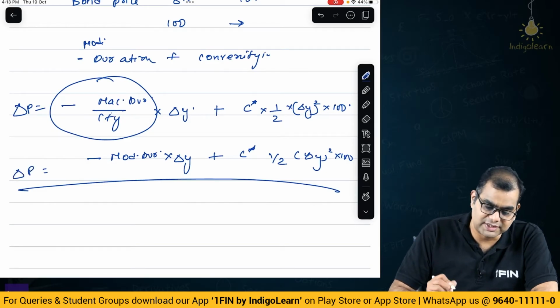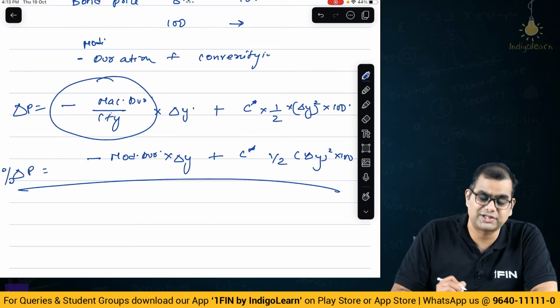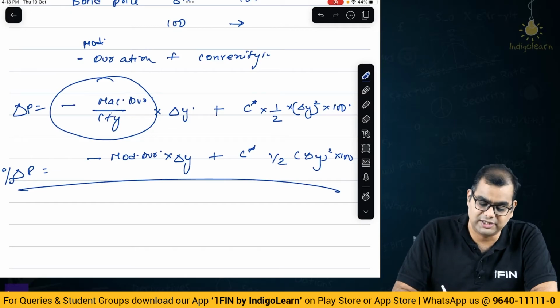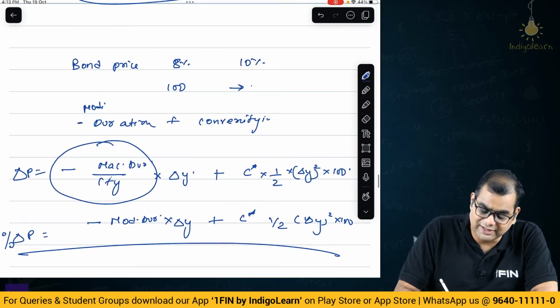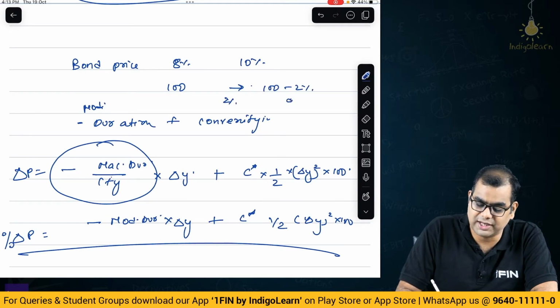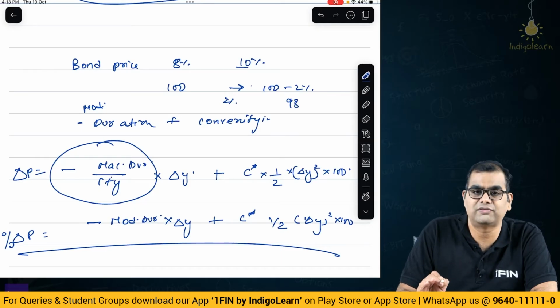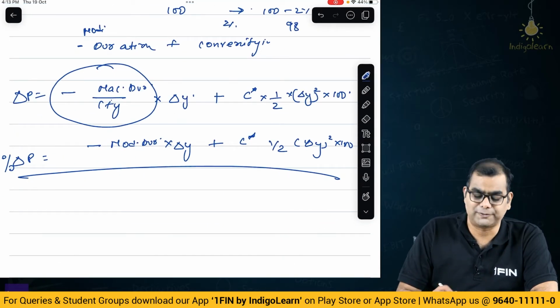So, this will give you the impact of the change in price. How much is the percentage change in price? And please note, this is percentage change in price for a percentage change in yield. So, you will not exactly get 100. If you do all of this, you will get a value of 2%. So, 100 minus 2%, which is 98. Why? Because yield has gone up, price will fall down. Okay. So, that is how you compute.